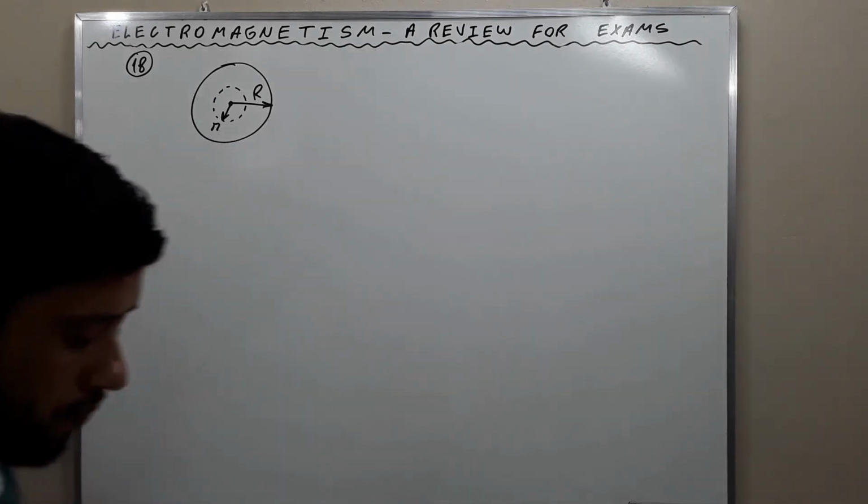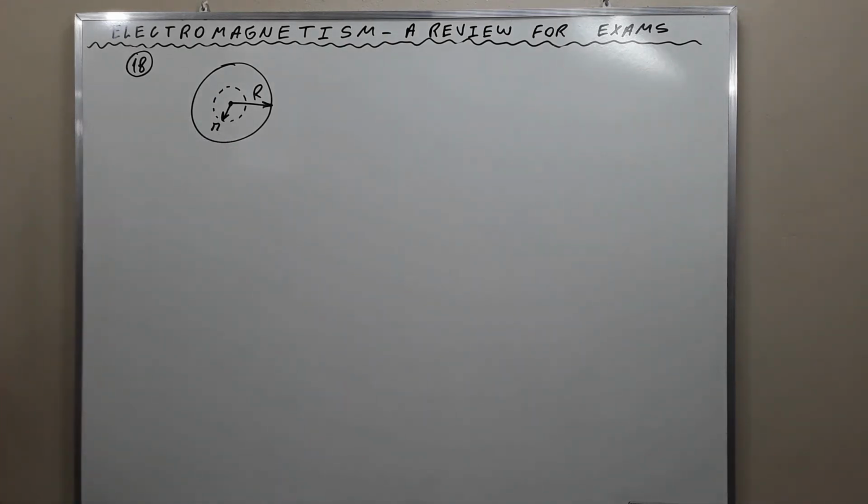Exercise 18. A solid sphere made of insulating material has a radius capital R and a total charge Q distributed uniformly in its volume. Calculate the magnitude of the electric field inside the sphere. Okay, my friends, let's go to the solution.